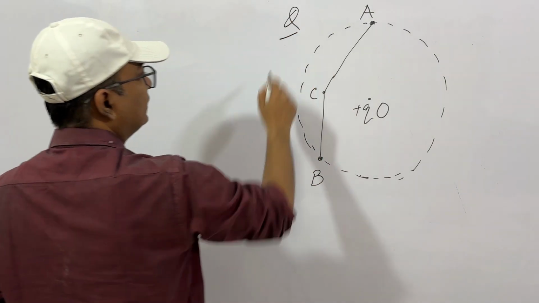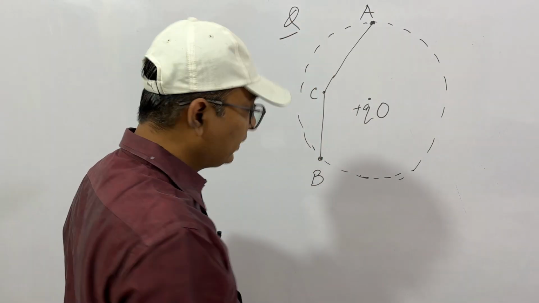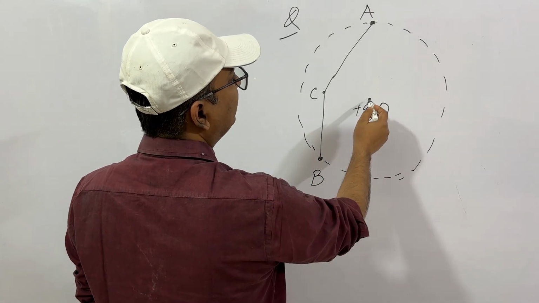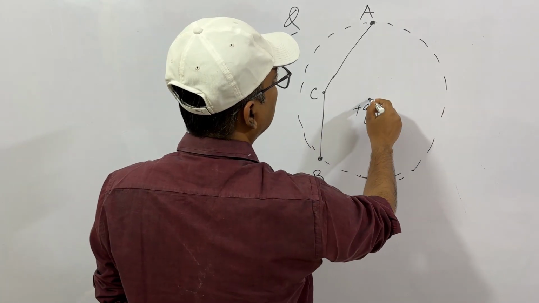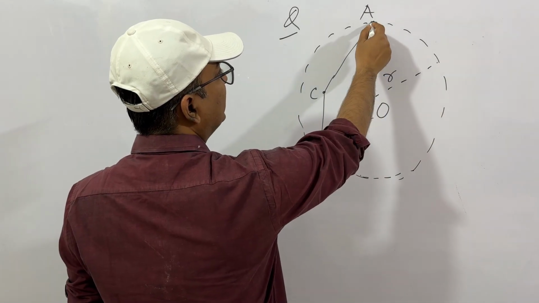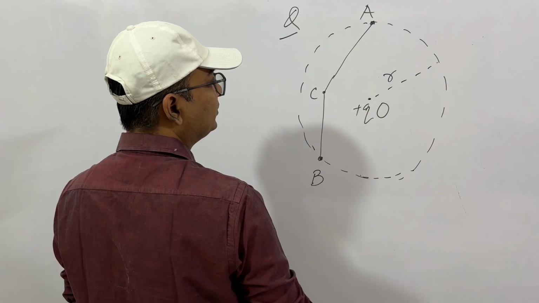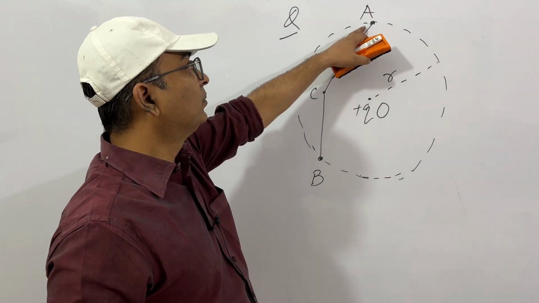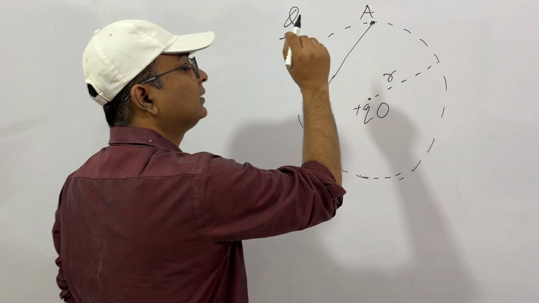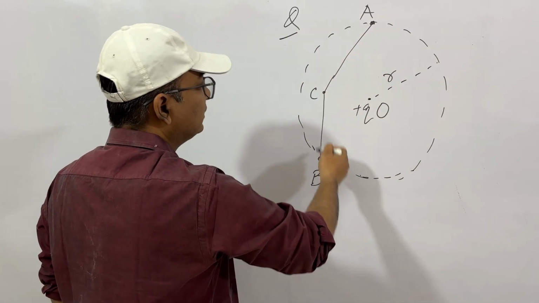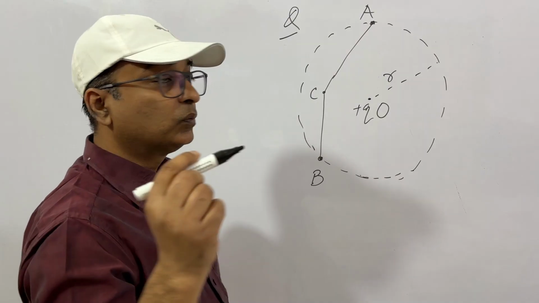Now we have a very interesting question. It says there is a plus q at the origin, and we draw a circle. Let this be radius r, and on the circle we have 2 points A and B. What is the work done in moving a charge, let's say plus q, from this A to this B via this circumference? What is the work done?